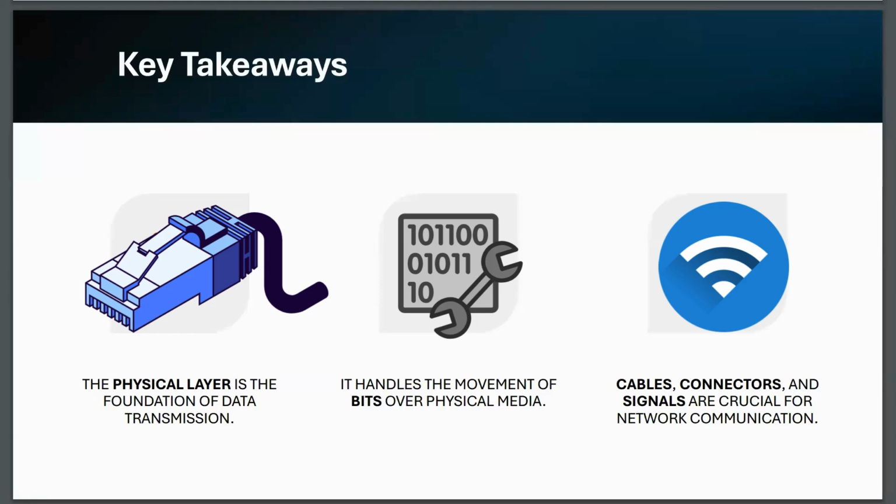So let's recap some key points. The physical layer is responsible for the transmission of data over physical media, whether that's copper cables, fiber optics, or wireless signals. It defines the hardware and protocols that enable data transmission, and without it, no data could be sent across networks. It's the foundation for everything that happens in the network.